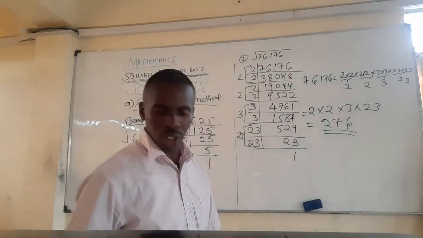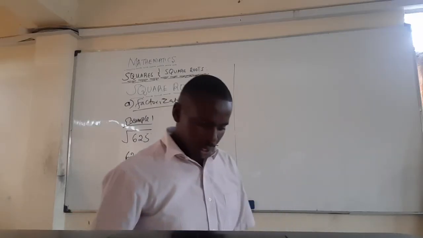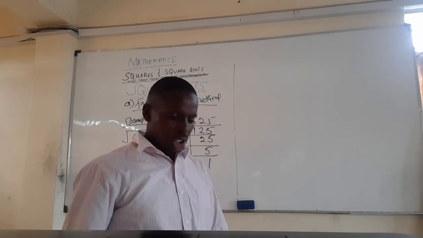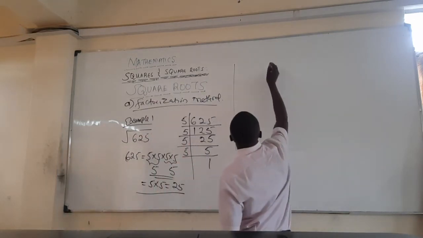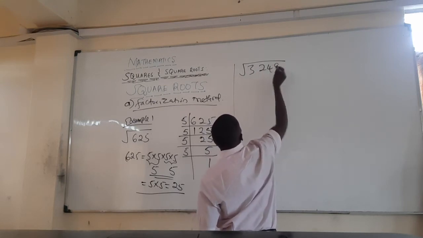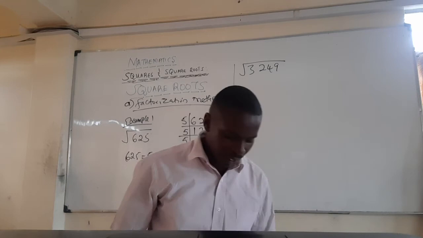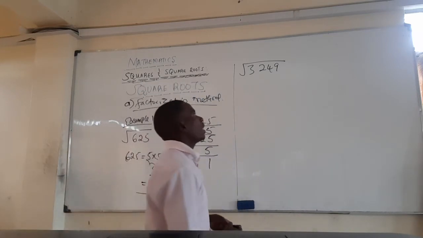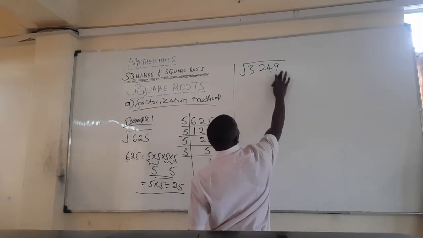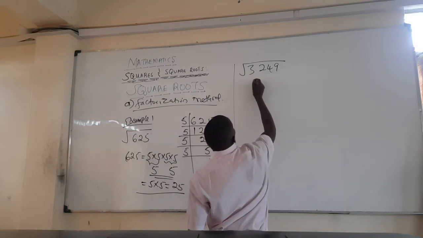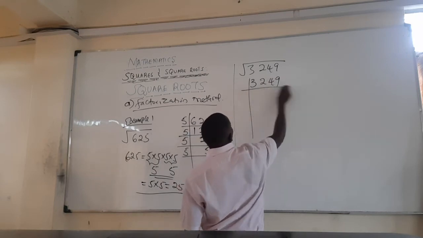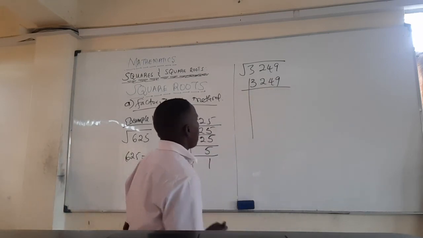Let's do the last question. So the last one is 3,249. Square root of 3,249. So the first thing here, we find the factors of 3,249. We divide, we get the factors there.